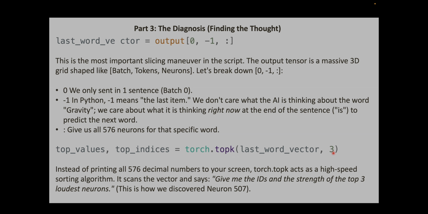Out of these 576, that's a huge amount of data again. 576 neurons lighting up. So instead of printing all 576 decimals in your stream, torch.topk acts as a high-speed sorting algorithm. It scans the vector and says, give me the IDs and strength of the top 3 loudest neurons. This is how we discovered neuron 507. I'll show that to you in a second. But top-k is basically trying to find the top 3 loudest neurons in this vector.